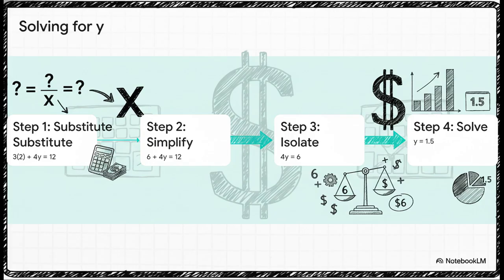This is basic budgeting, right? Finally, we solve for y. If we have $6 left and each y costs $4, we just divide 6 by 4. And there it is, y equals 1.5. No guesswork. The formula gives us a precise, unambiguous, and defensible number.